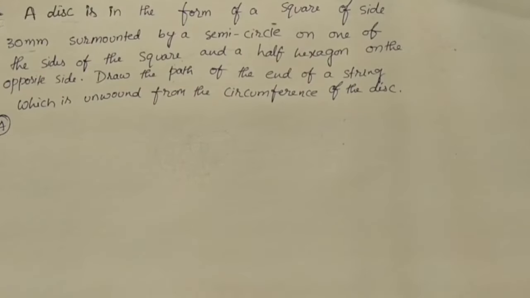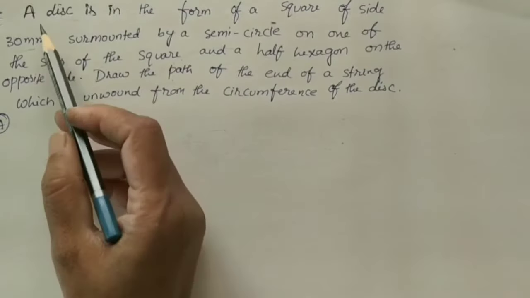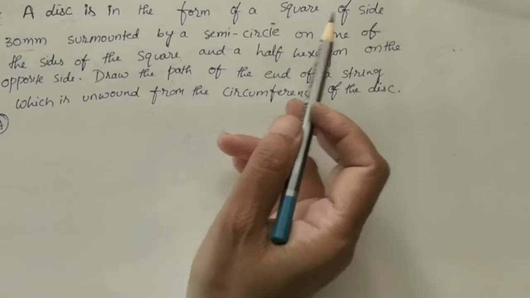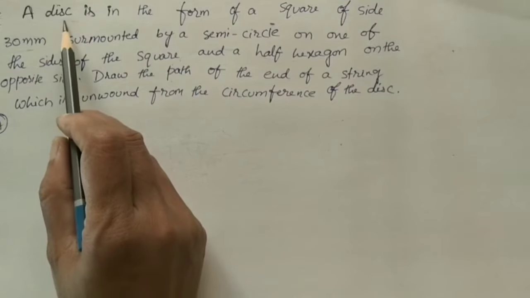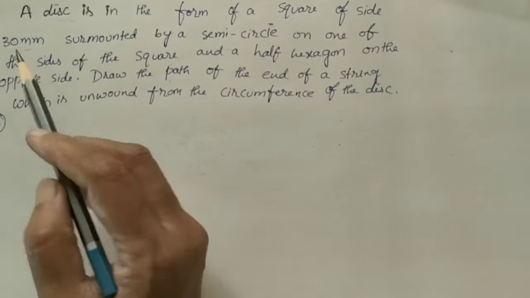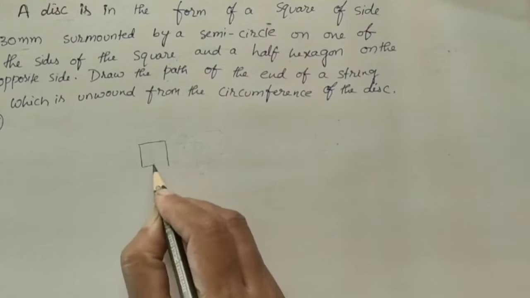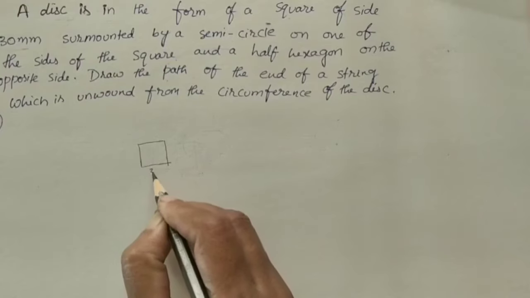In today's class, we will discuss how to draw an involute by using the given data. Let us take a disc in the form of a square of side 30 mm. One disc has been given, and it looks like a square. Each side of the square is 3 cm or 30 mm. So roughly I am drawing here one square, which has 4 sides, all of equal length, that is 30 mm. Okay.